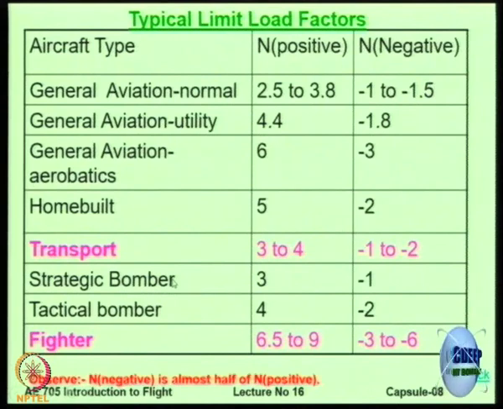So, let us look at this table. Now, this table is taken from FAR 23 regulations. As per these regulations, typically the aircraft are divided into some categories. The first one is called a general aviation category. Again, there you have three: normal, utility, aerobatic.